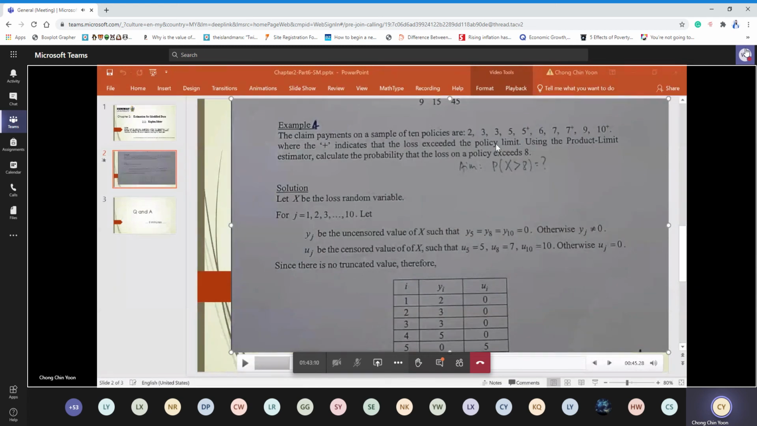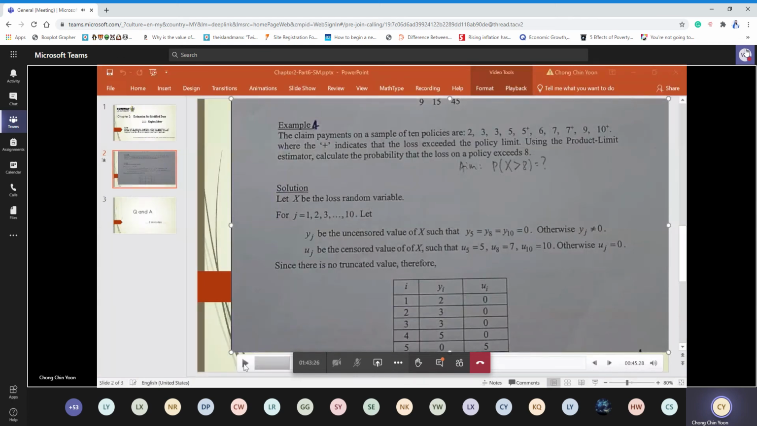And we don't have a truncation for this problem. Okay, we only have the uncensored and also the censored values. Okay, 10 plus, all the plus signs here indicate the policy limits. That is your censored value.